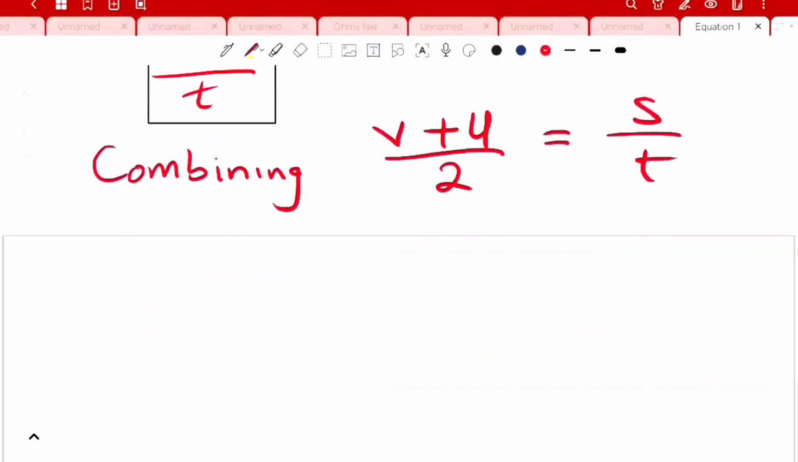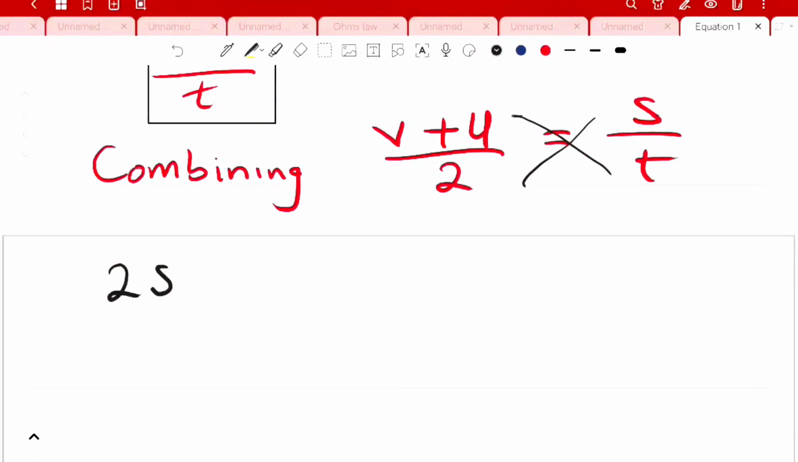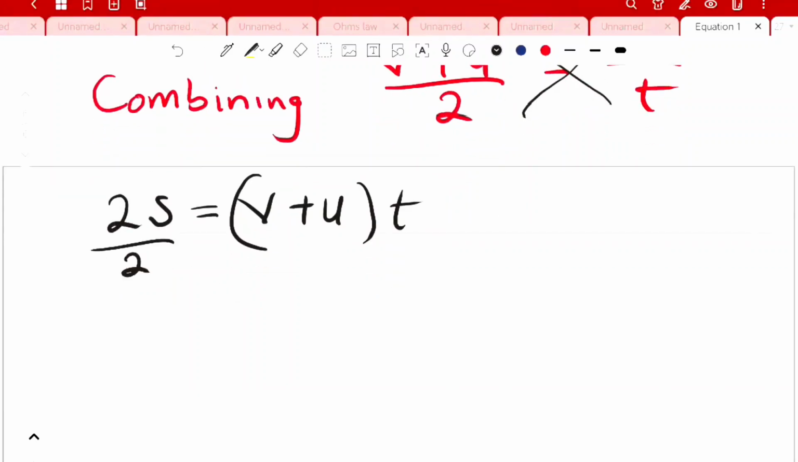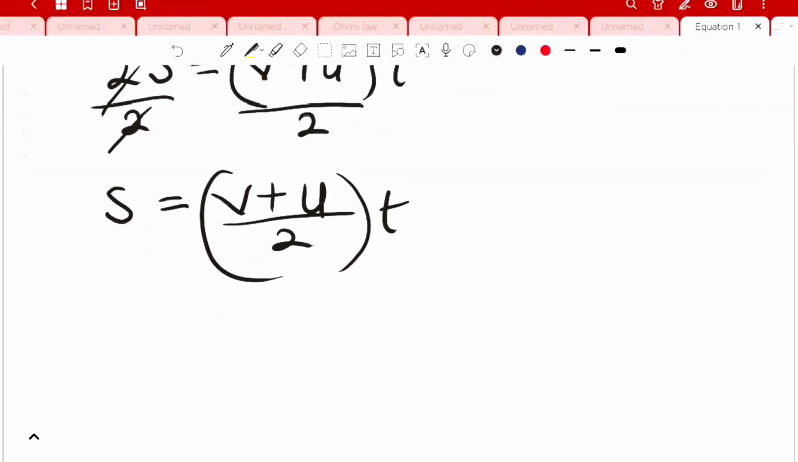So next step, we're going to cross multiply, right? The main goal here is to make s the subject of the formula. Hence, let's proceed. So we'll have 2s equals (v plus u) into t, right? So that we divide both sides by 2. 2 will cancel out 2, then s equals (v plus u over 2) in bracket into t, all right?